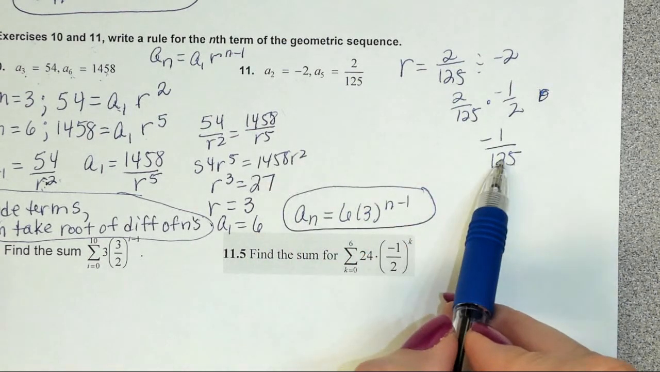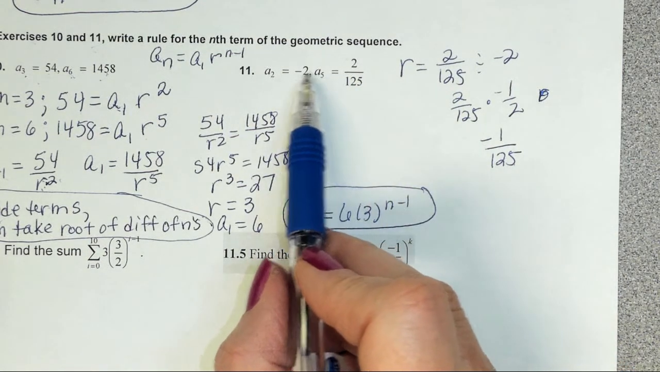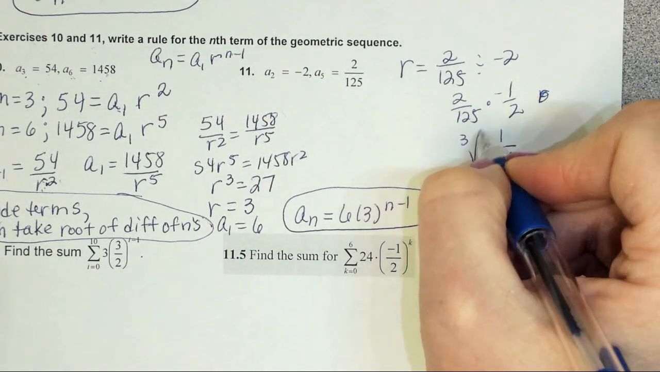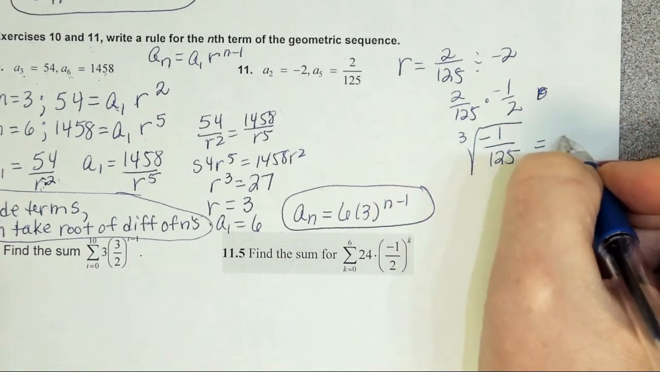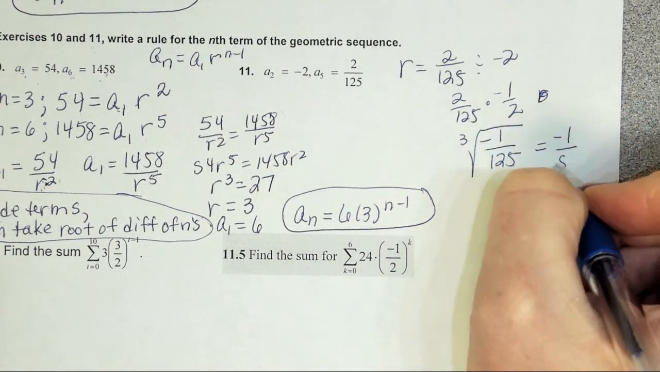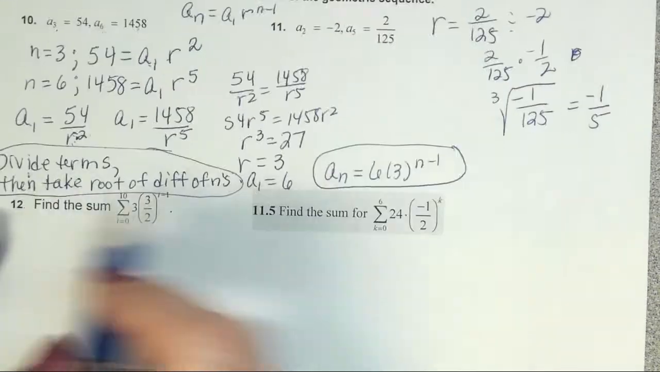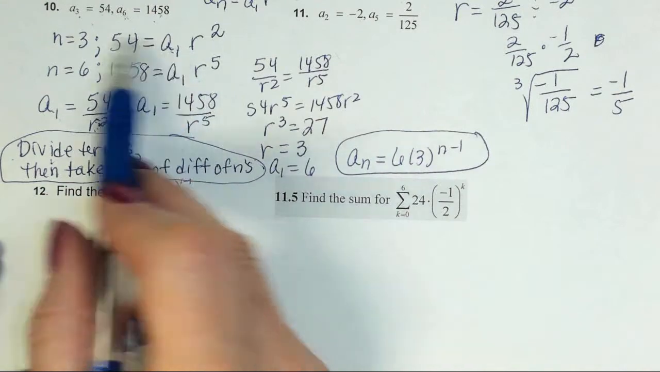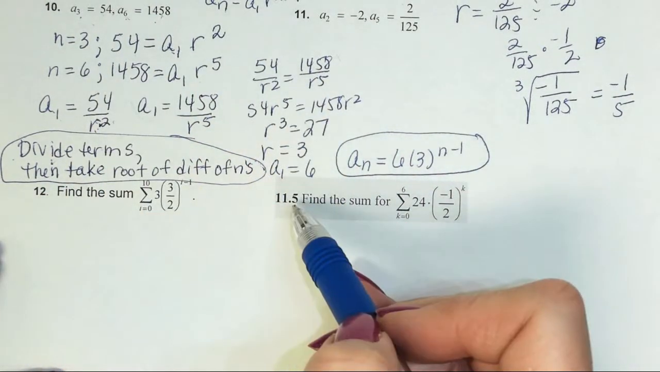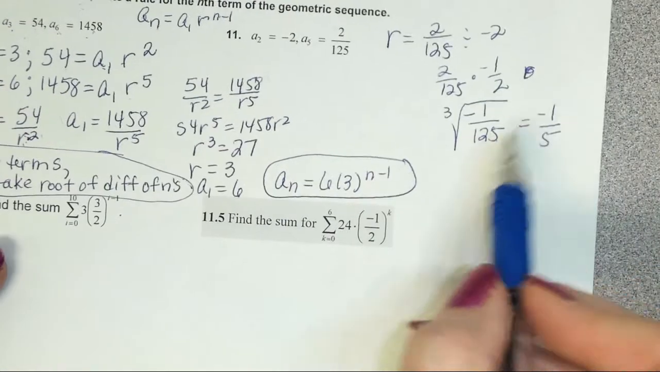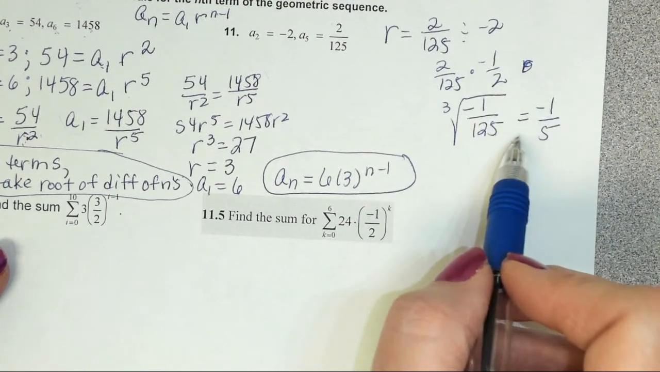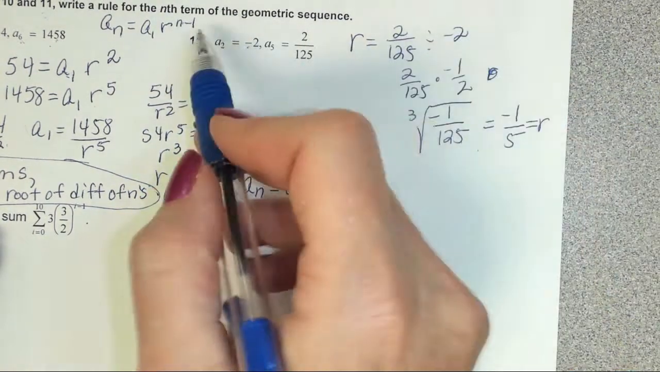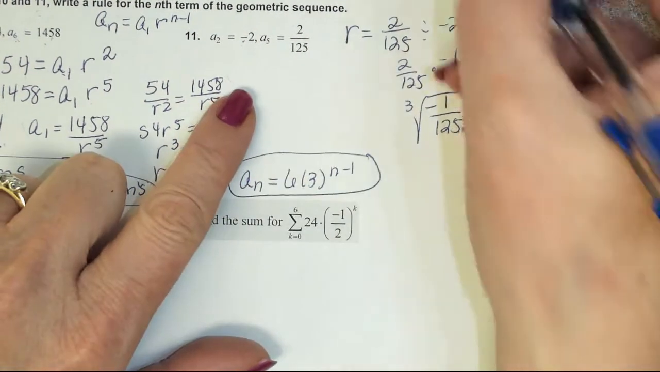Now what do I have to do with this? What's the difference in my n's? 3, so I have to take the cube root of that. So the cube root of negative 1 is negative 1. The cube root of 125 is 5. Now, I'm not big on memorizing things. If you're not going to be able to remember this, I'd much rather you understand it algebraically and just go through it. Okay? So you've got to be careful with that. So now we know what our r is. Here's r. I can figure out what a sub 1 is just by substituting it in.